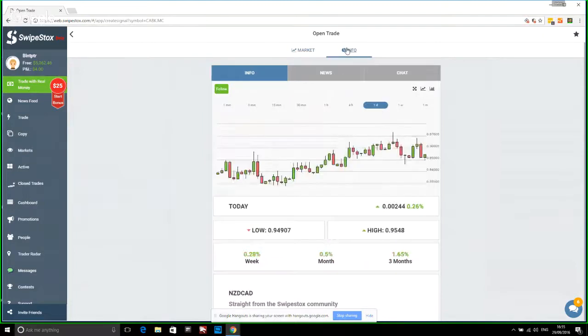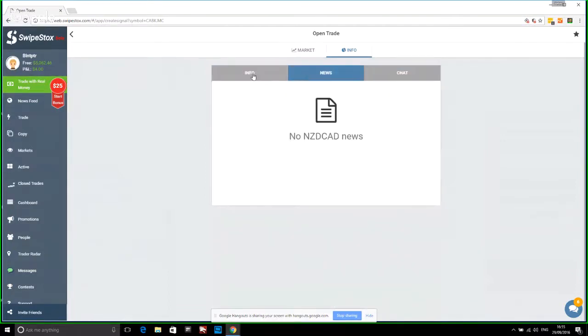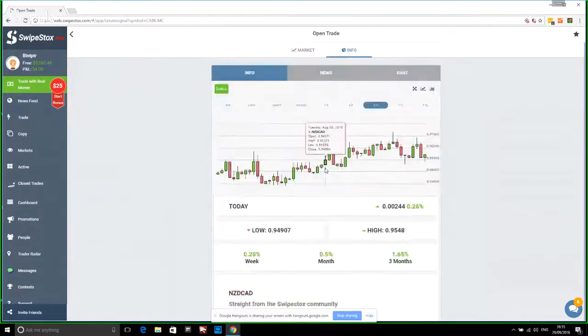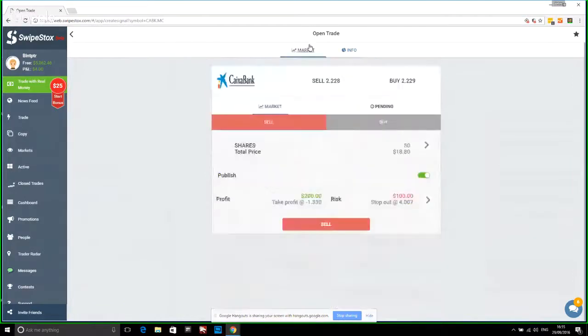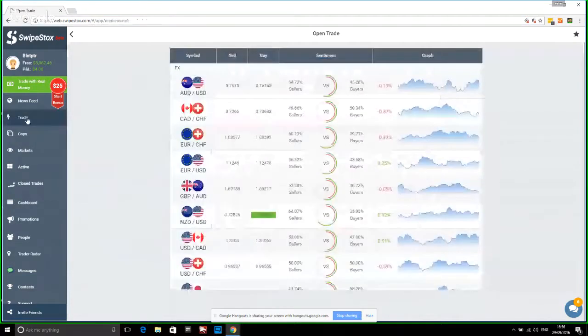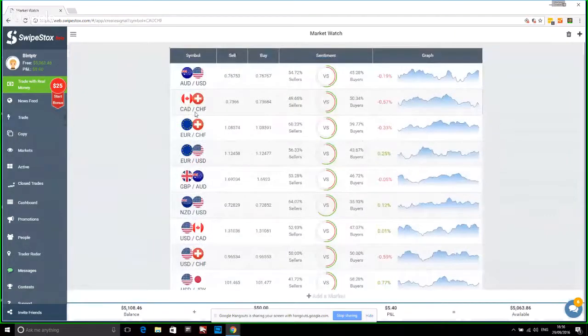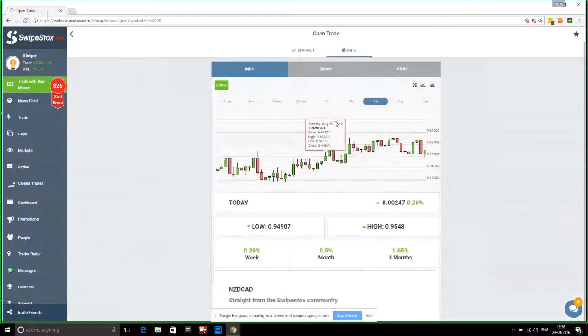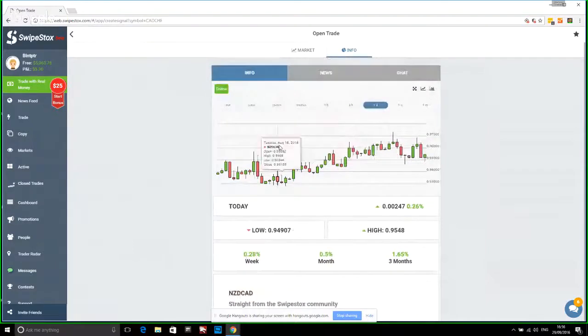You get some information here. If you want to see news, not sure why it says New Zealand, Canada. I think I clicked on the bank. Yeah. Anyway, let's try a currency pair instead. So here you can get information on the currency pair. You can see the chart.